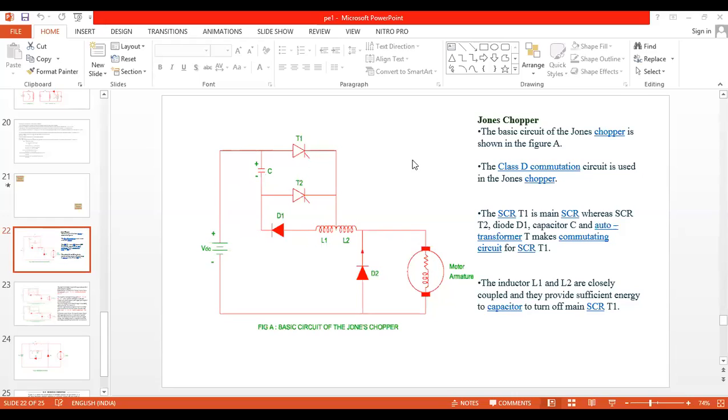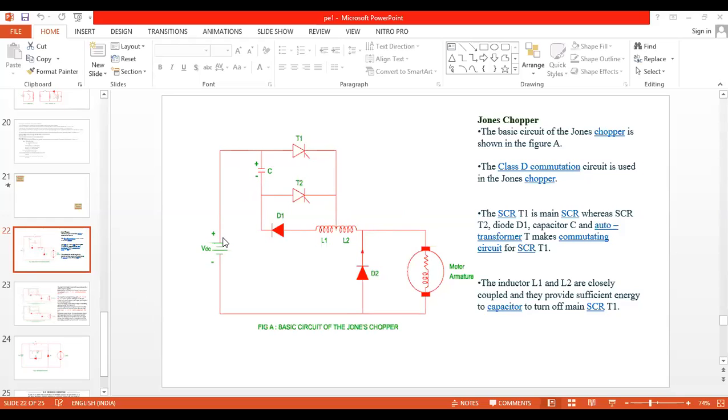So case 1 is all about initially charged capacitor in the Jones chopper circuit. In any electronic circuit, before we turn on the circuit, we should see that capacitors and inductors are completely charged and energized. Then we turn on the circuit. So case 1 is initially charged capacitor is placed in the Jones chopper circuit.